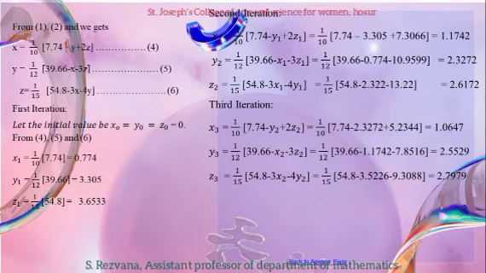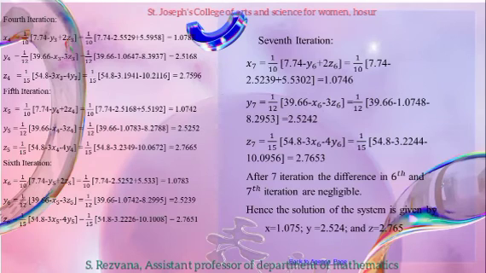I'm continuing this process up to the seventh iteration. After the seventh iteration, the difference between the sixth and the seventh iteration is negligible. Hence, the solution of the system of equations is x equal to 1.075, y equal to 2.524, and z equal to 2.765. Why? Because you can see the sixth iteration values and the seventh iteration values are almost the same, 1.0783 and 1.07, the same three digits. The x values are the same up to three decimals, and the y values 2.52, 2.52, and z values 2.76, 2.76. So I'm going to stop at the seventh iteration.